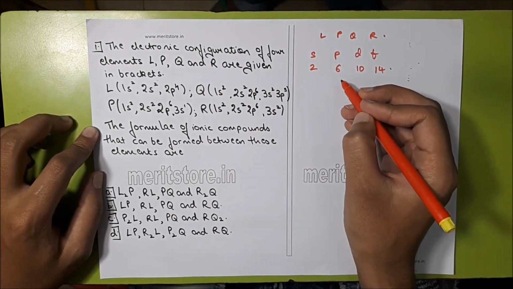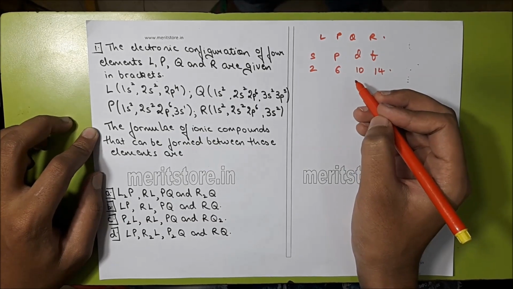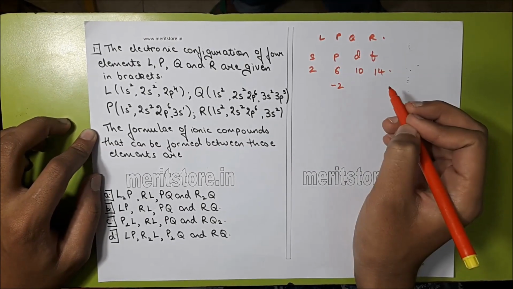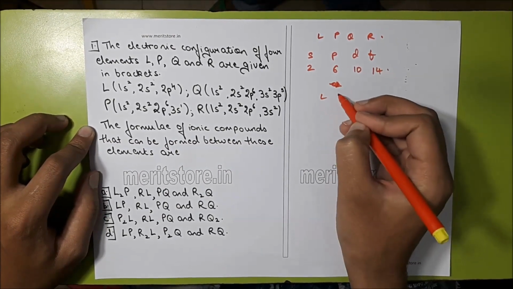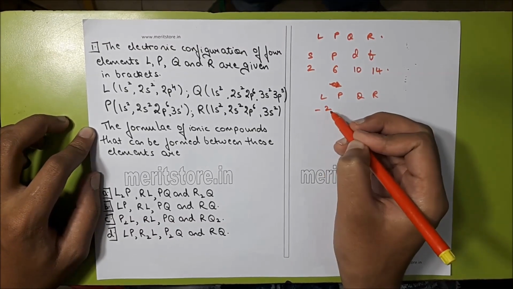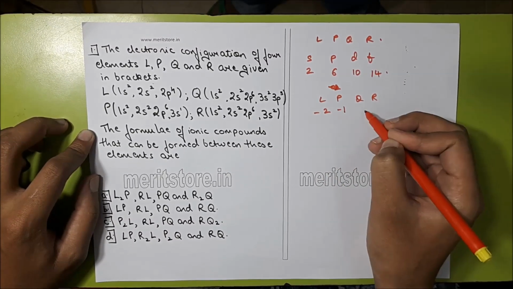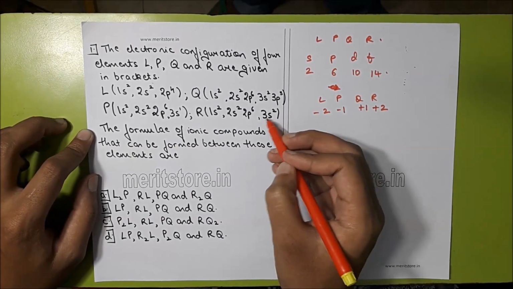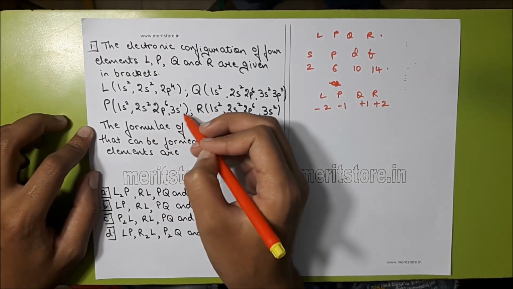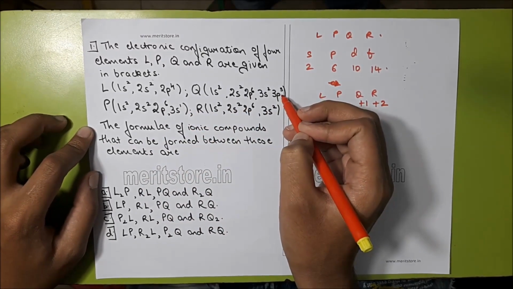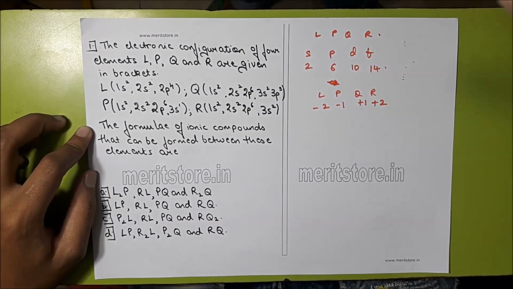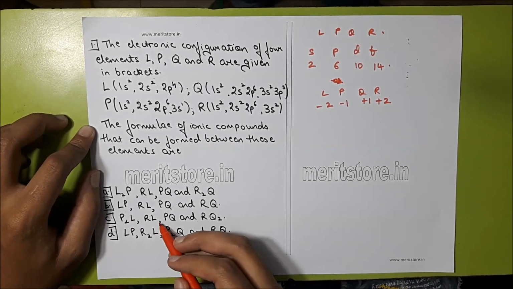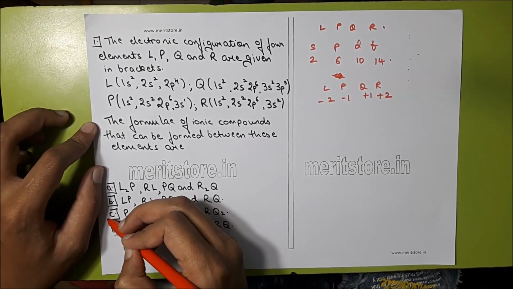So the valency, or the number of electrons to complete its valence shell, for L, P, Q and R: L needs -2 electrons, P needs -1, Q needs +1 and R needs +2, because R has 2 electrons, that is S2, and Q has 1 electron, S1, and here 1 electron is deficient to complete its octet. So the formula of the ionic compounds that can be formed are P2L, RL, PQ and RQ2, that is option C.